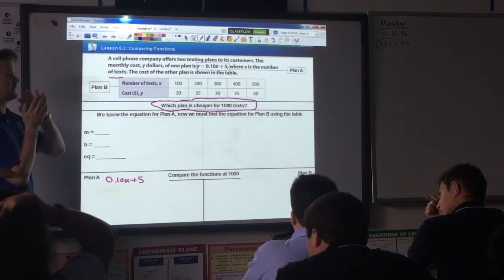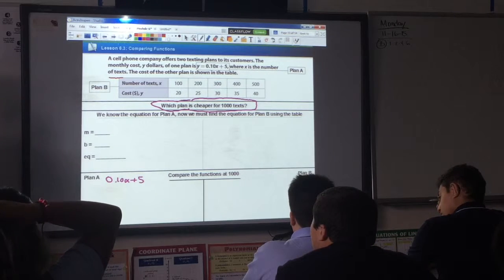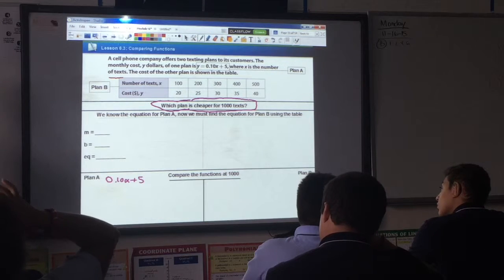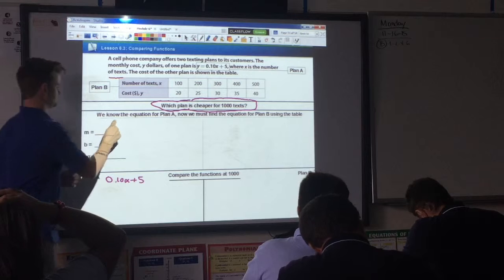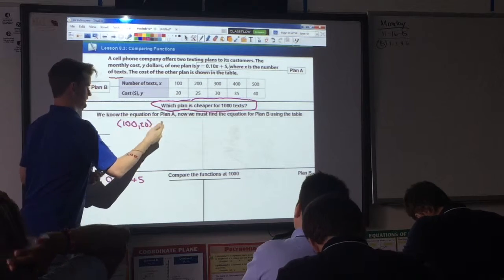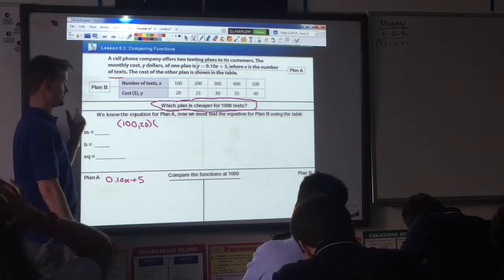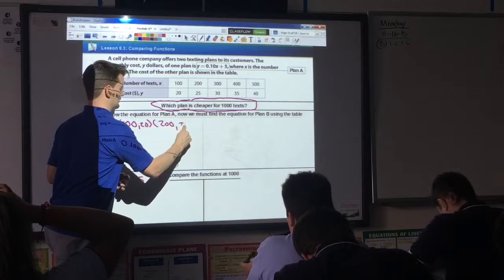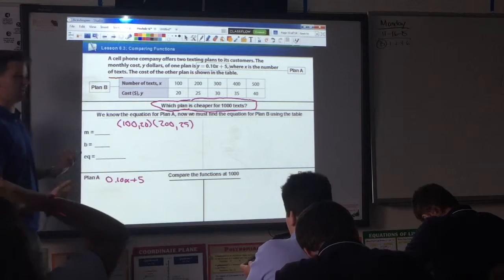Okay, why are you saying 20 first? Is it because it's the smaller number? Doesn't x come before y? Oh yeah, 100, 20. Don't worry, that's a common mistake. We always think the smaller numbers are going to be our x. It could be either or. So 100, 20 and 200, 25. So now we need to find the slope here.